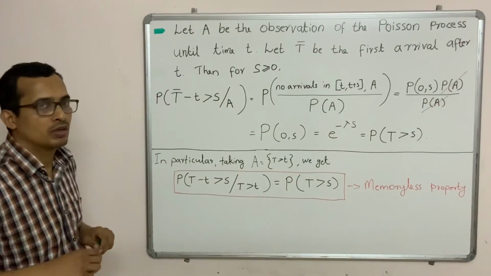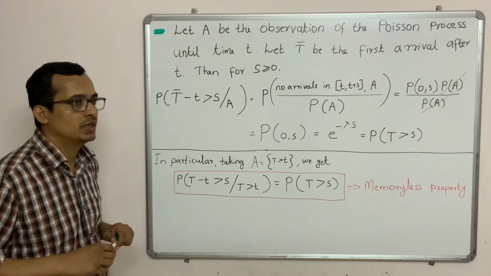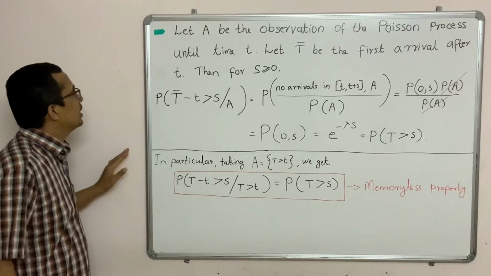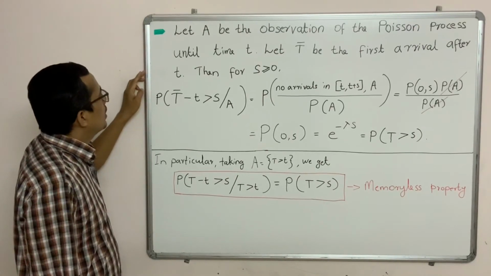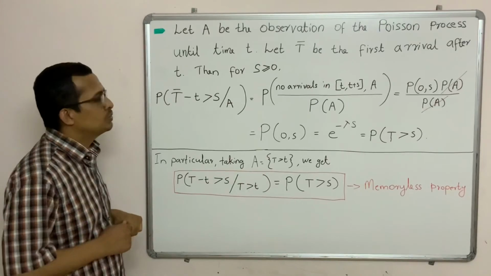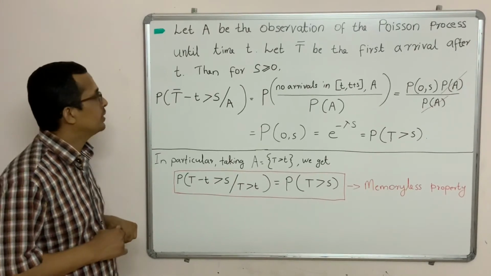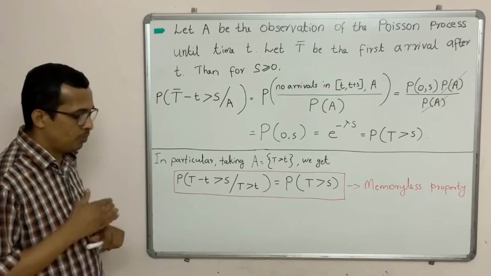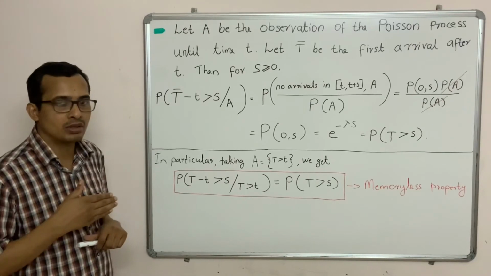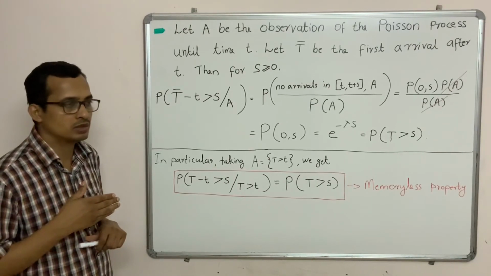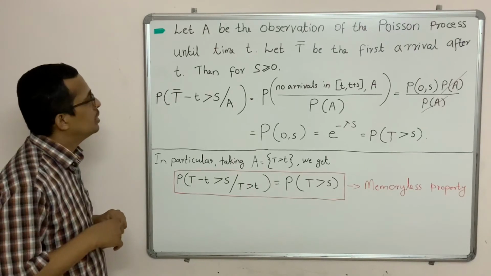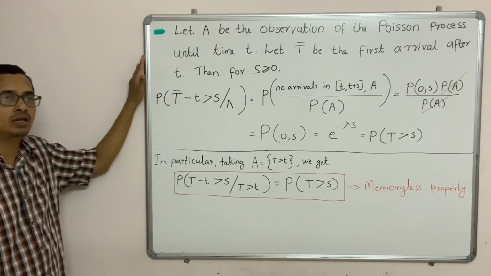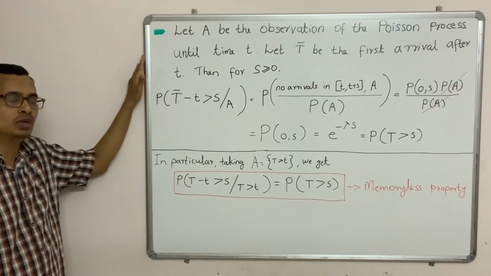One more important property of the Poisson process is the memoryless property. To see what this is, you fix one time, say small t positive, and there is a Poisson process going on. You have observed the process up to time t, where t is fixed, and your observation is recorded as event A. A is the event of observing the process up to time t.